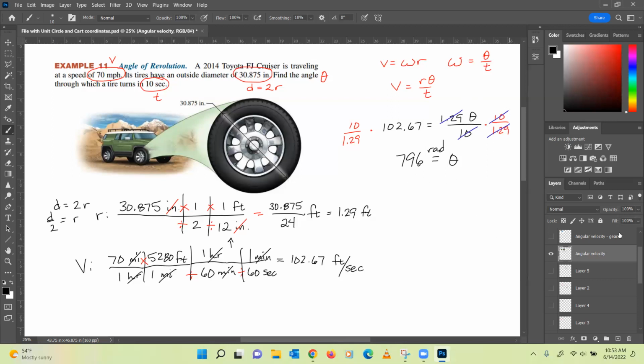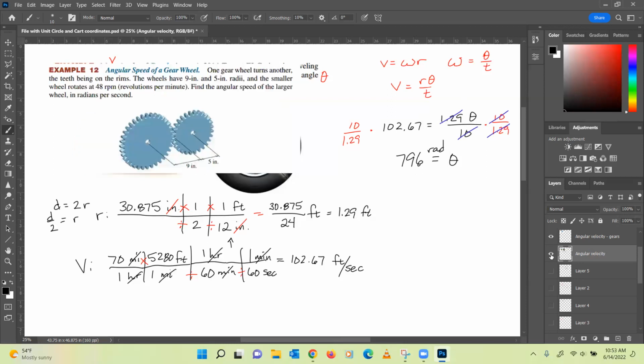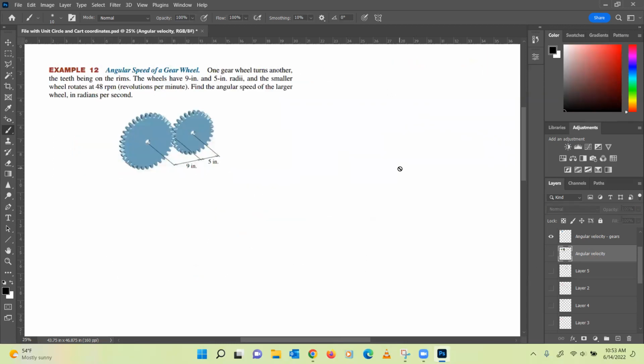Really handy. Another sort of problem we might run into is something like this, where we have 2 gears that are meshed together. One gear wheel turns another, and the wheels have a 9-inch and a 5-inch radius. The smaller wheel rotates at 48 RPMs, or revolutions per minute. What is the angular speed of the larger wheel in radians per second?